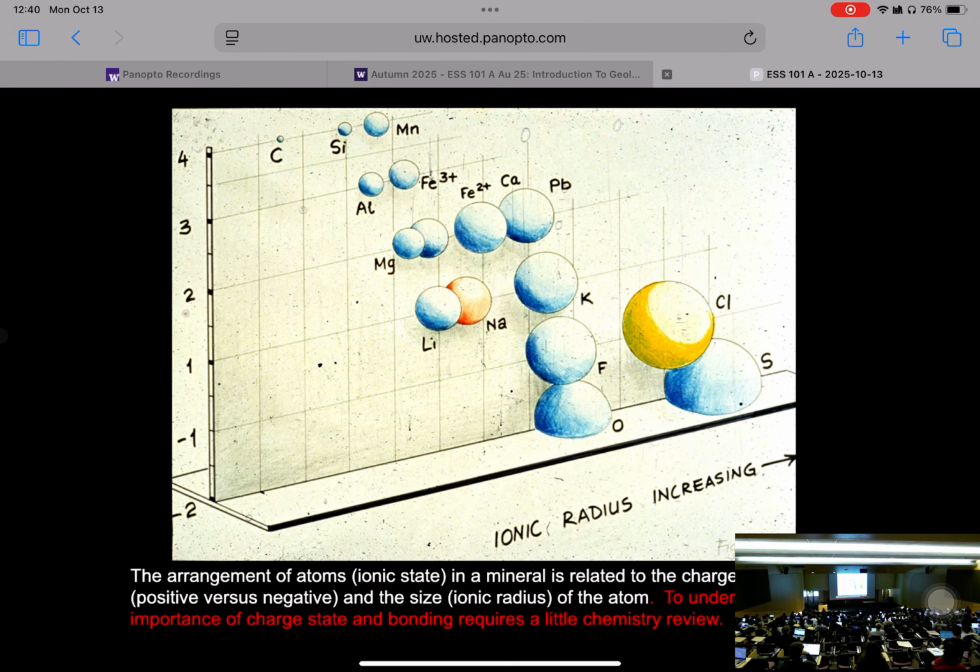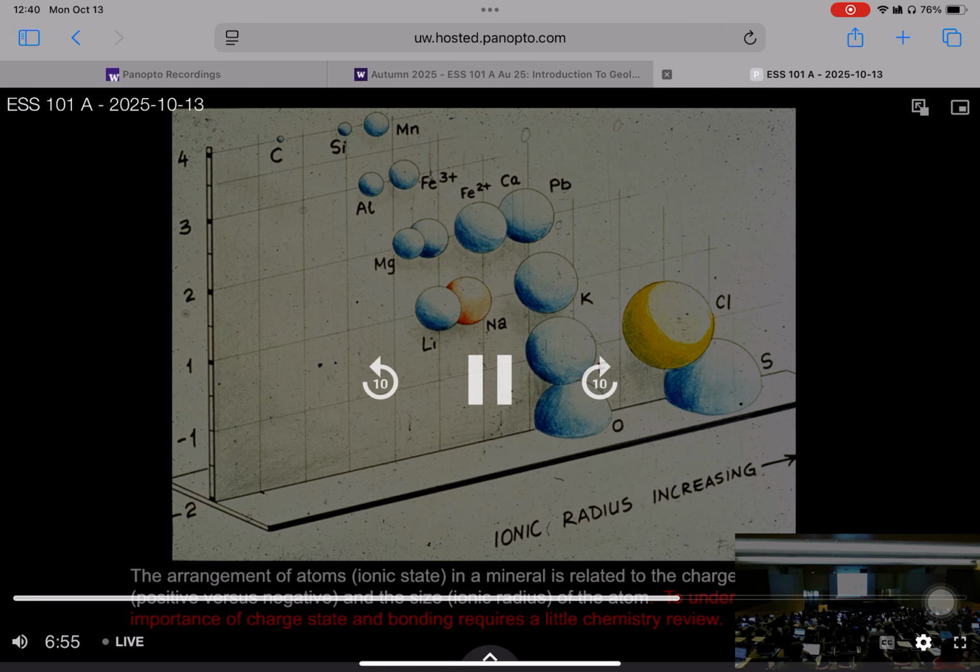So this is where I left off. I was getting a little bit of a chemistry review. We now understand that when you're looking at the periodic table, there are certain elements that will tend to give up electrons, and there are certain elements that tend to receive electrons.